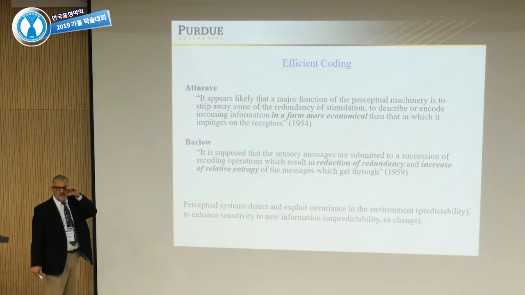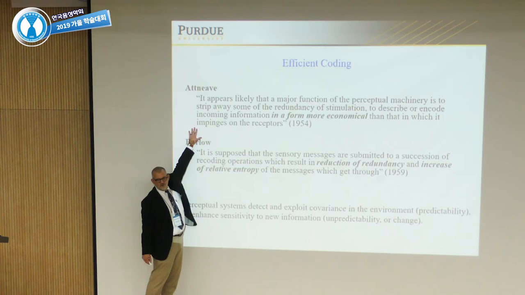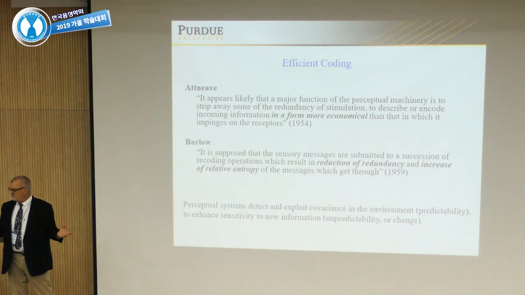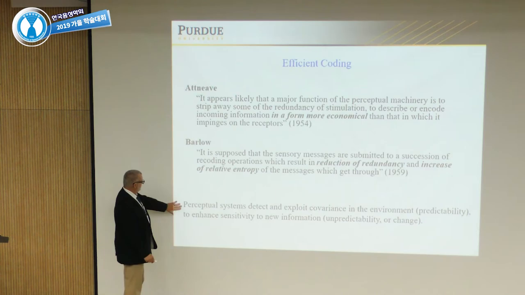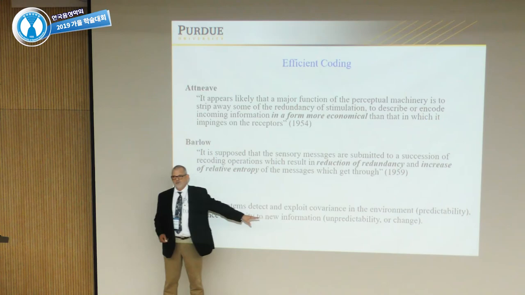And again, I wish I could say I thought of this, but Horace Barlow, one of the most famous neurophysiologists in the history of the field, had this idea of reduction of redundancy back in 1959. The idea that you're going to recode into a more economical, less redundant form. While these aren't ideas that we've been talking about a lot as speech people, in fact, I'm way late to the game. So we're doing a lot of work on how perceptual systems detect and exploit covariance in the environment, predictability, to enhance sensitivity to new information, things that are unpredictable, change.